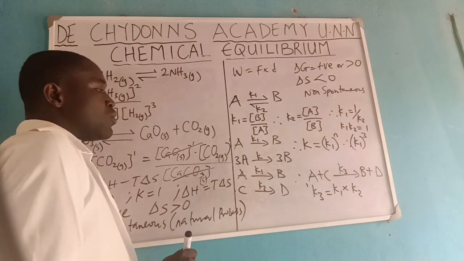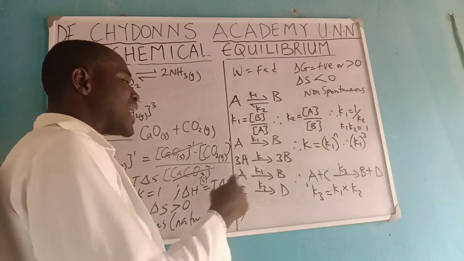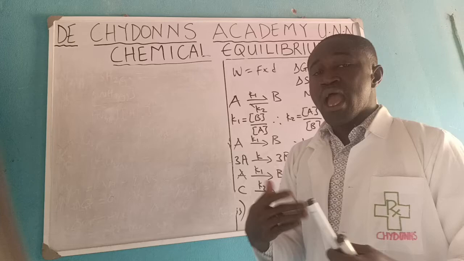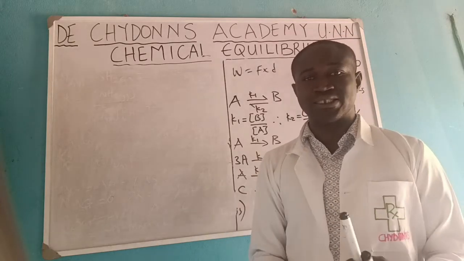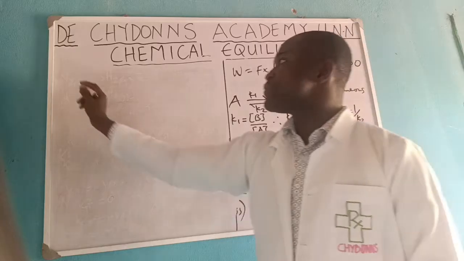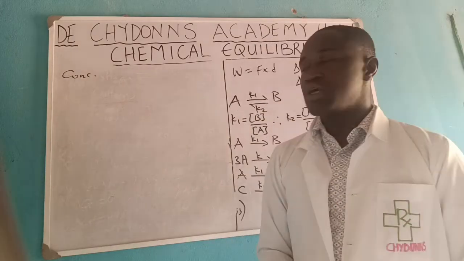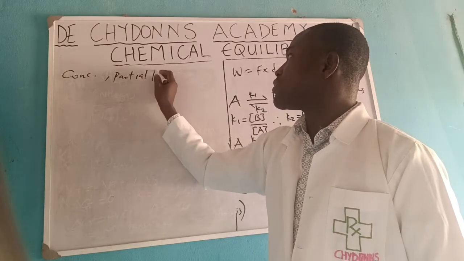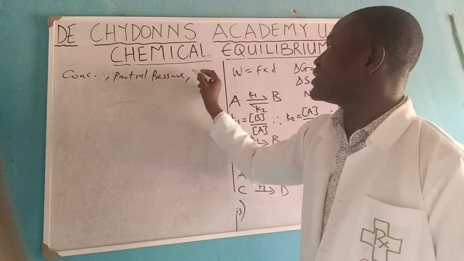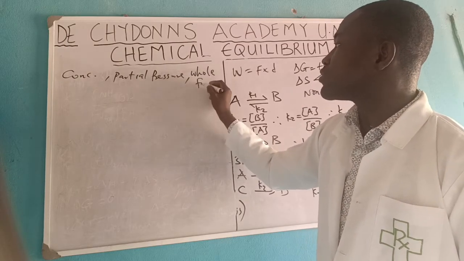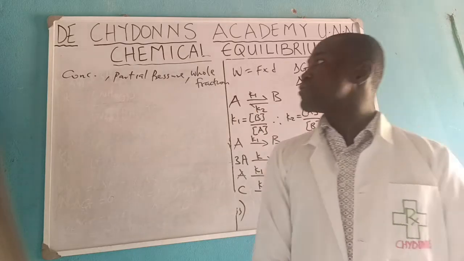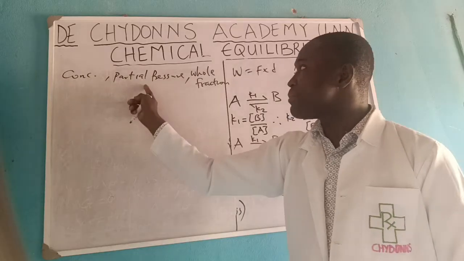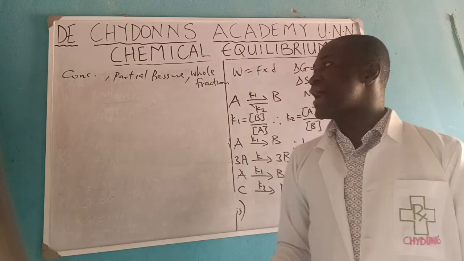Okay? Now, we want to look into another aspect of different ways this equilibrium constant can be represented. Equilibrium constants can be expressed in different ways. You can express them in terms of concentration, in terms of partial pressure, and in terms of mole fraction. So we can express the equilibrium constant in terms of concentration, partial pressure, and mole fraction. What do we mean by that?